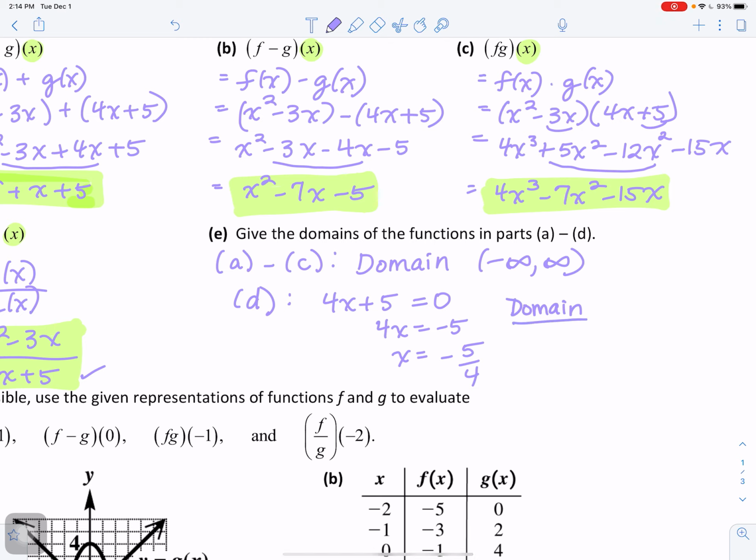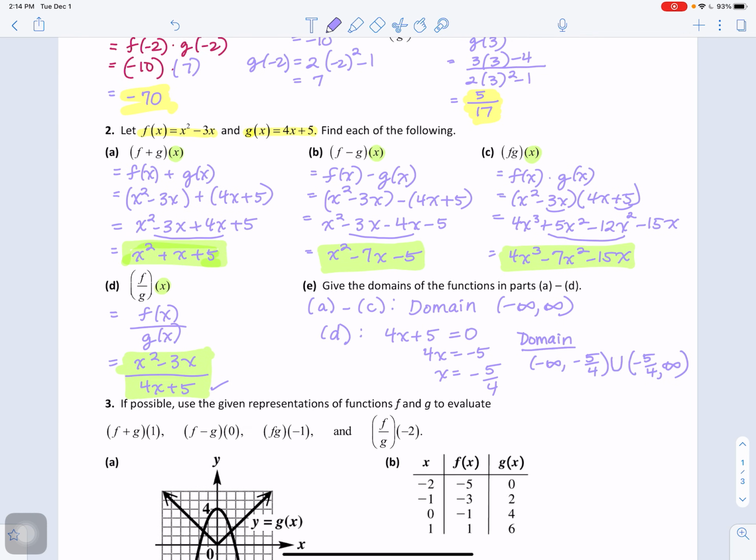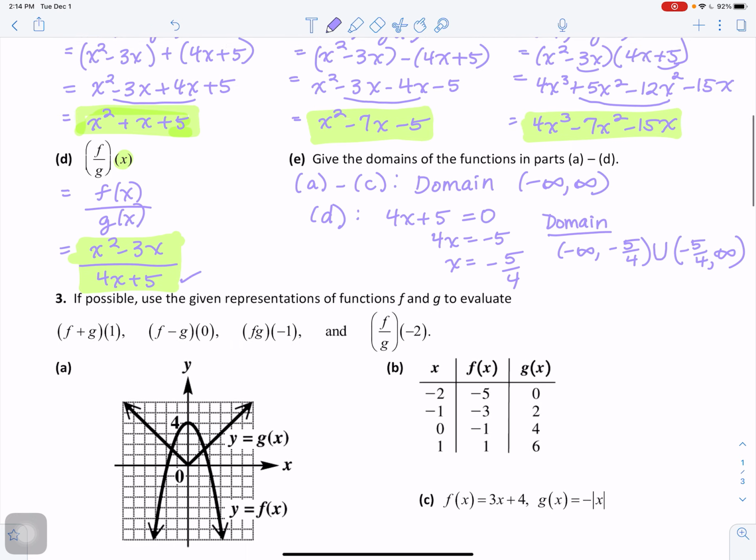So this domain is going to be negative infinity all the way to negative 5/4, and we don't want to include it. And we're going to union or jump right over negative 5/4. Now we're on the other side of negative 5/4, going all the way to infinity. Okay. So combinations of functions, you just have to look at each function that you have combined, and then you have to take either the least restrictive or check for those denominators.